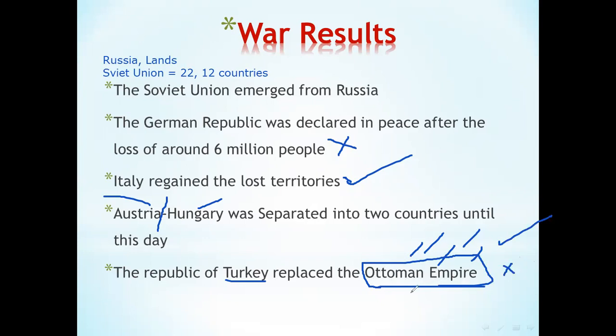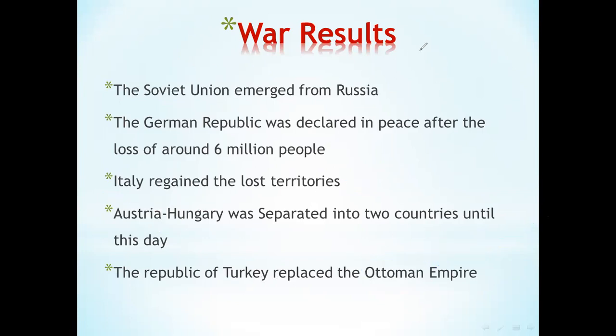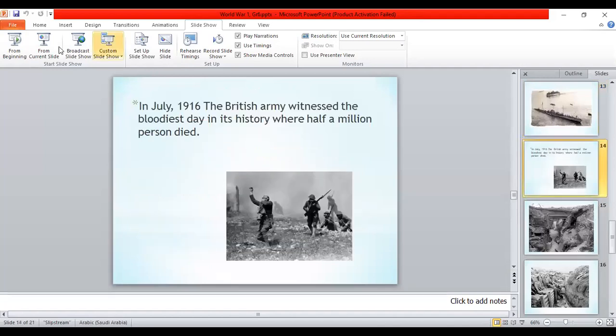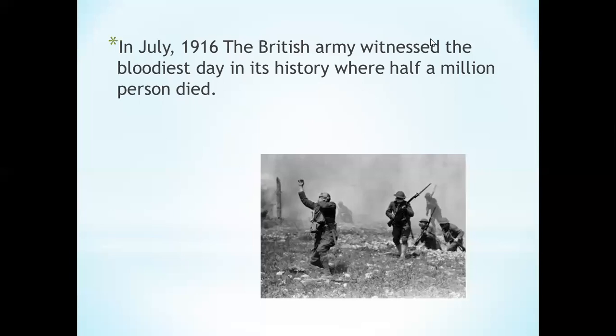Ottoman Empire was divided, and all the countries that were in Ottoman Empire, each one of them became an independent country. So you see how the geography changed? Not only the geography, but you know how many people died during this war? 40 million people died during this war. 40 million.